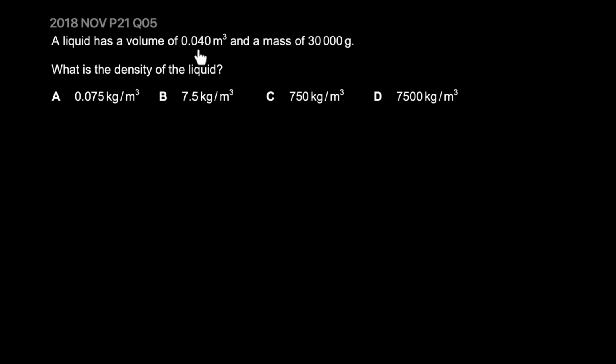A liquid has a volume of 0.04 meter cubed and a mass of 30,000 grams. I'm looking at the options, they're all kilograms per meter cubed. I want this in kilograms, so 30 kilograms. What is the density of the liquid? Well, density is just mass over the volume. The mass is 30 kilograms. Divide that by 0.04. The answer is 750 kilograms per meter cubed.